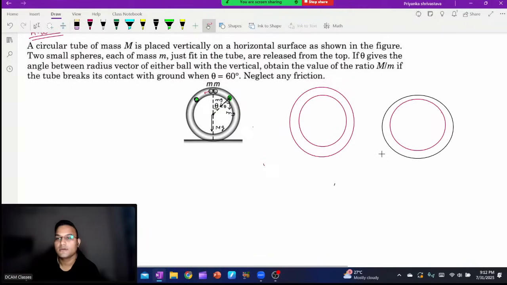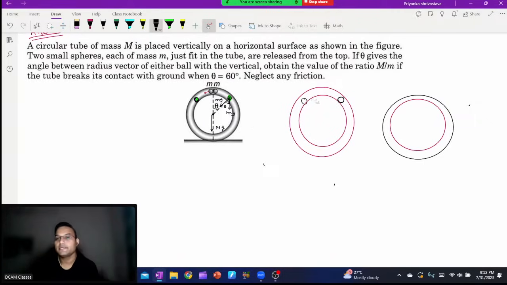Just wanted to make a circular diagram. Let it be. See, there are two situations. One situation is when the ball is on the inner side, this ball and this ball.